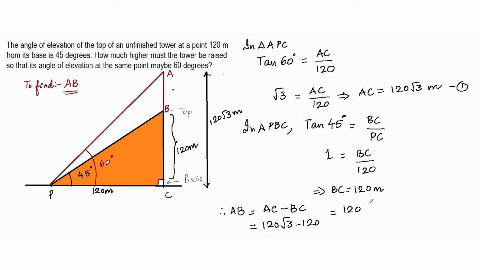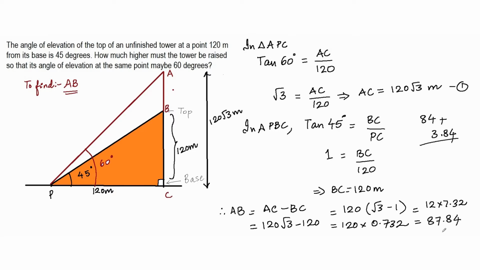Taking 120 out as common, it is 120 times root 3 minus 1, which is 120 times 1.732 minus 1, which is 0.732. And this is going to be 12 times 7.32. So now I can go ahead and calculate this. So 12 sevens are 84 and I know that 12 into 0.32 is 3.84. Therefore, the total is going to be 87.84. Therefore, the height by which it should be raised is 87.84 meters.